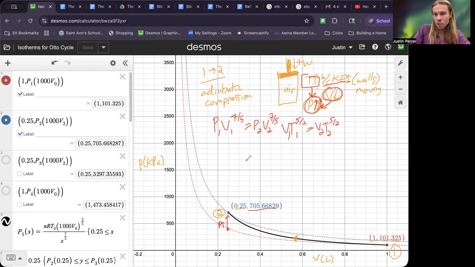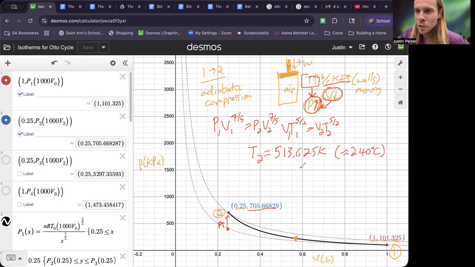So you just plug in the numbers, you would get that P2 is this, and T2 is 513.625 Kelvin, which is around, what's that, 240 Celsius? Because you subtract 273. I think it's cool to do that math in your head and get a Celsius. We could convert to Fahrenheit if we want, but I'm not going to do that. Cool. That's our adiabatic compression.